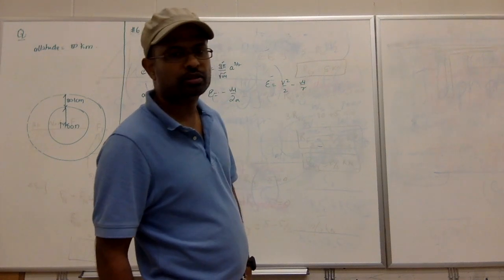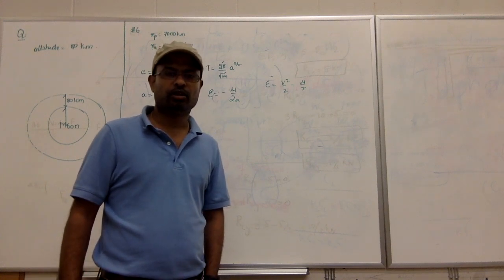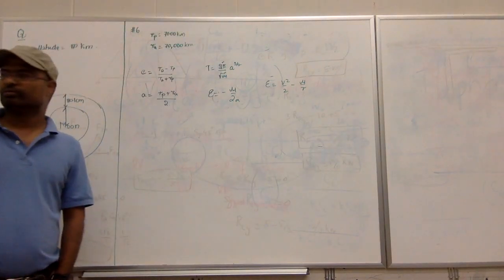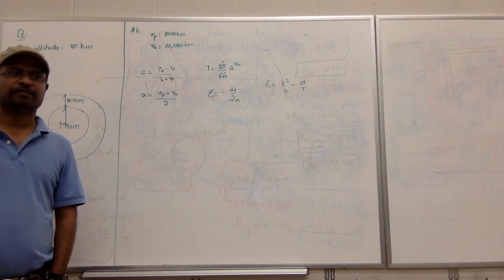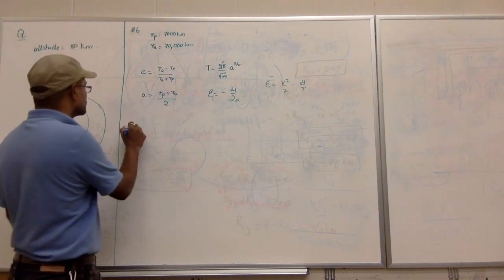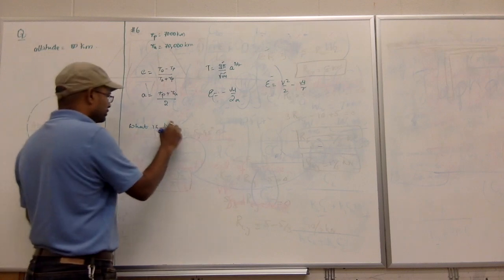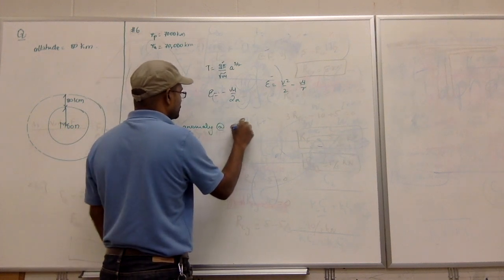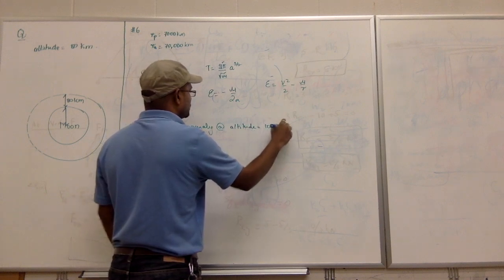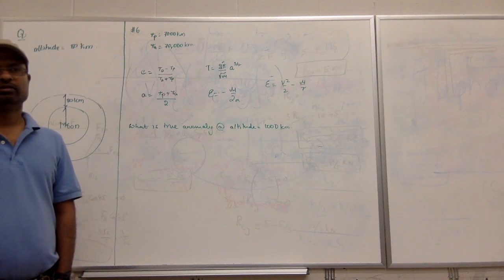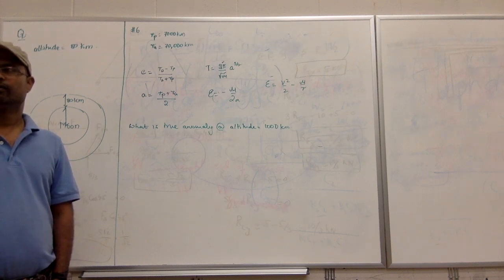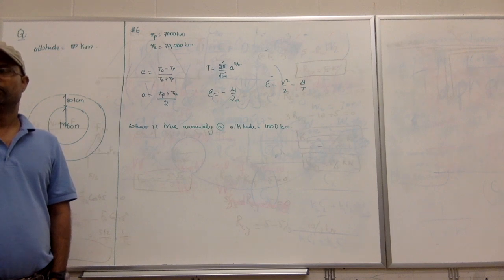What is the true anomaly at which the altitude is 1000 kilometers? Anybody want to take a crack at this? True anomaly. So you're trying to find theta, right? Yes, exactly, at altitude equal to 1000 kilometers. Could we use r equals h squared over mu over 1 plus e cosine theta? Yeah, you have to use it. So you have to use this formula.